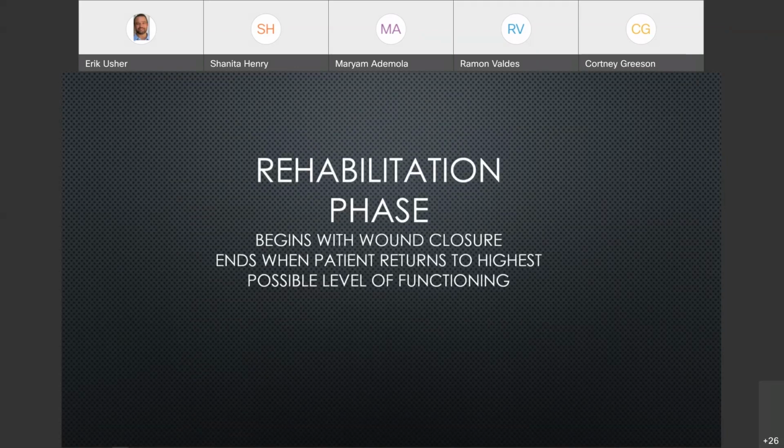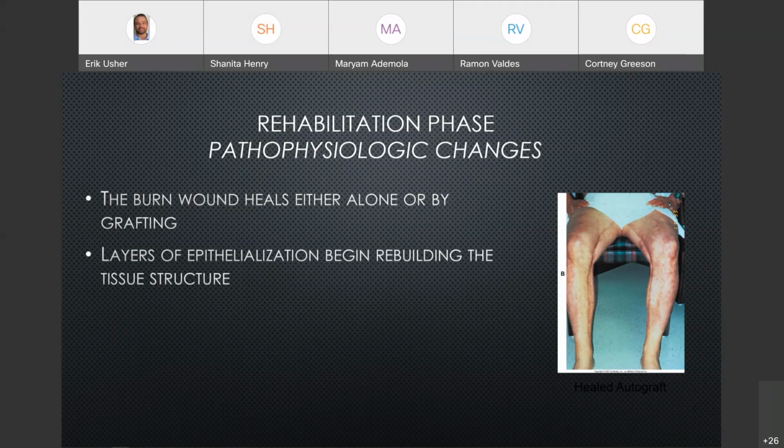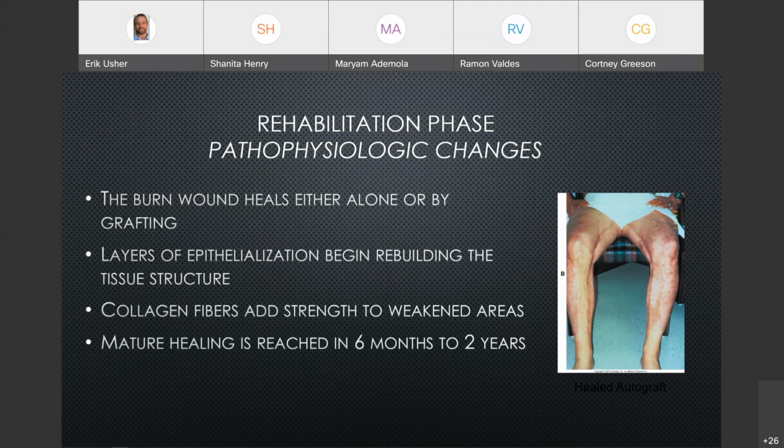And that segues into our final phase, which is the rehabilitative phase. That begins when the wound is closed, and it ends when the patient returns to the highest possible level of functioning. So pathophysiologic changes we expect: the burn wound heals either alone or with grafting, and the layers of epithelialization begin rebuilding that tissue and structure. You get collagen fibers that add strength to those weakened areas, and a mature healing is reached at 6 months, sometimes up to a couple of years.